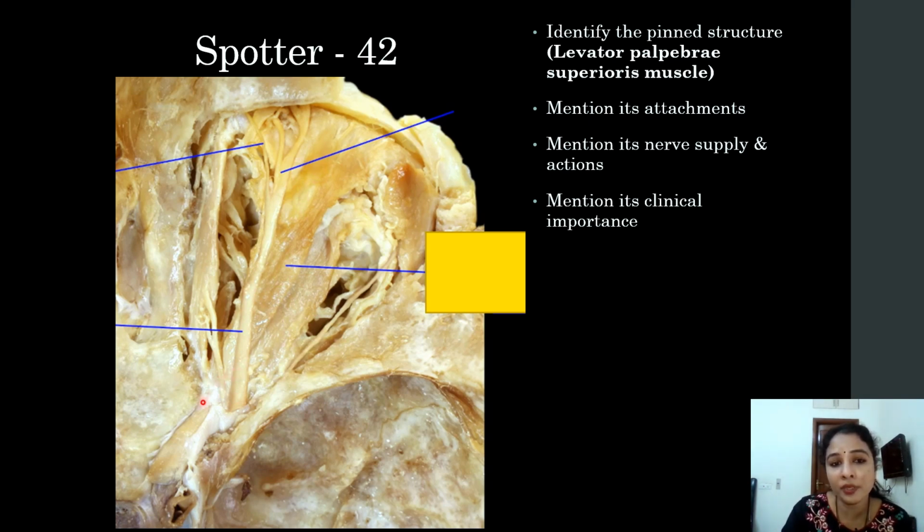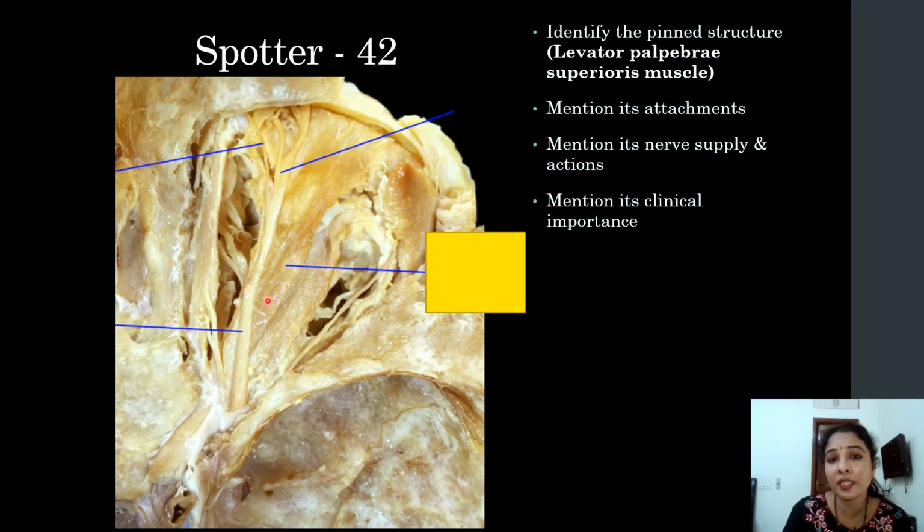Levator palpebrae superioris gets origin from the posterior part of the roof of the orbit. The posterior part of the roof is formed by the lesser wing of the sphenoid. This is the lesser wing. So it gets origin from the lesser wing of the sphenoid, and it runs anteriorly and gets inserted into the upper eyelid, the superior tarsal plates. It has both voluntary and involuntary parts, and both get inserted into the superior tarsal plates. So that is about the levator palpebrae superioris.